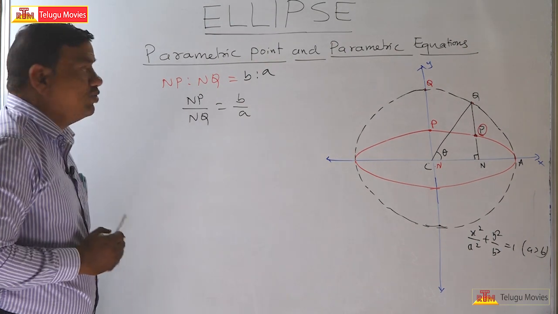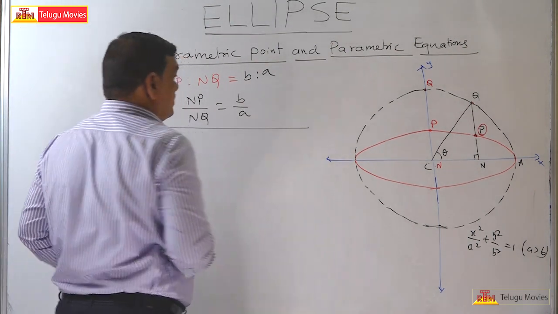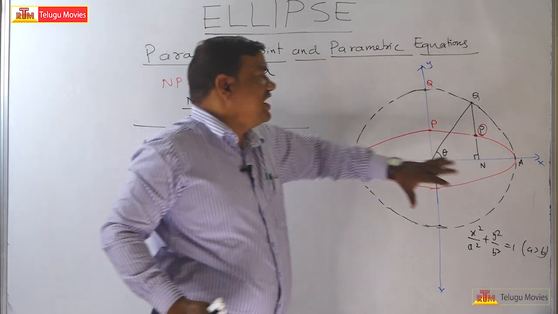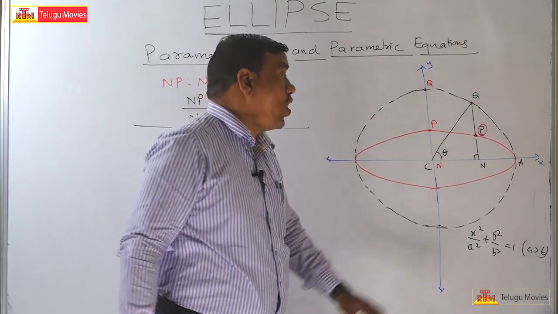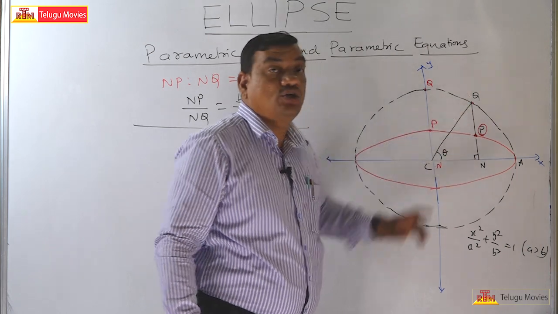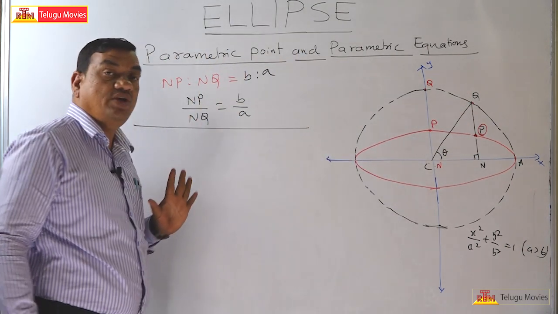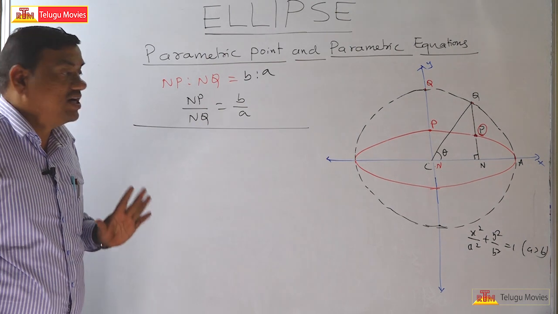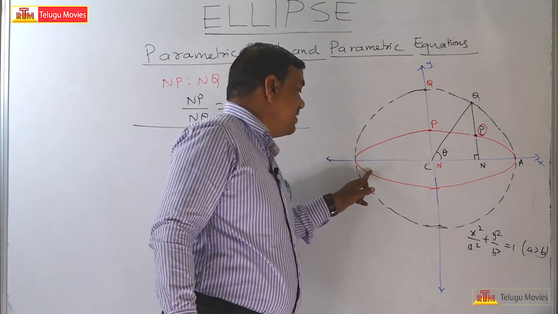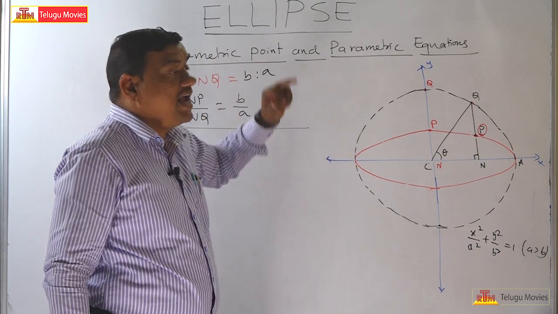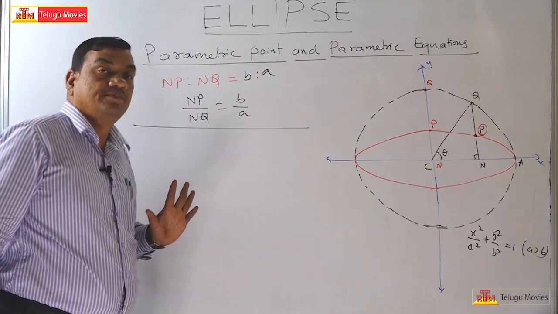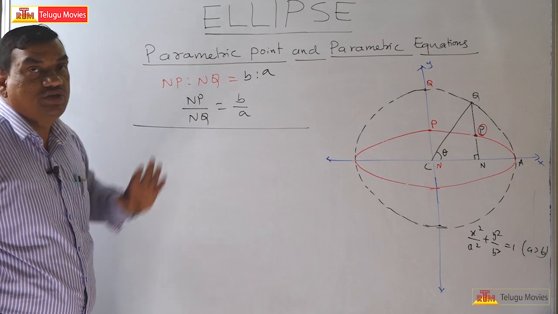We will make use of this result. So always remember that wherever P and Q may be, here, here, anywhere, the ratio of NP and NQ is always b is to a. NP by NQ is equal to b by a.